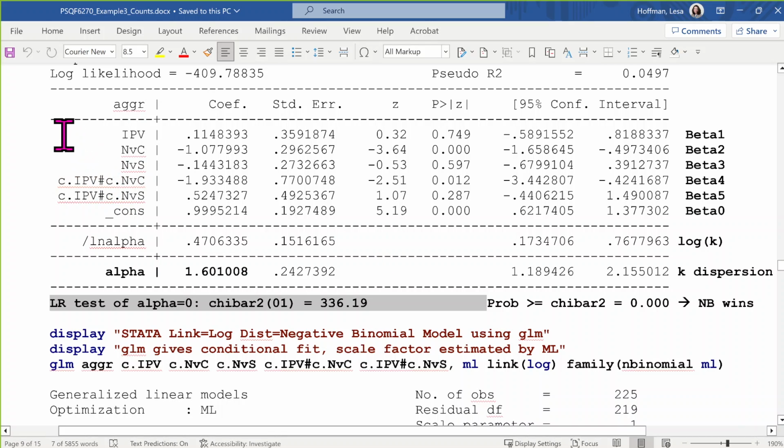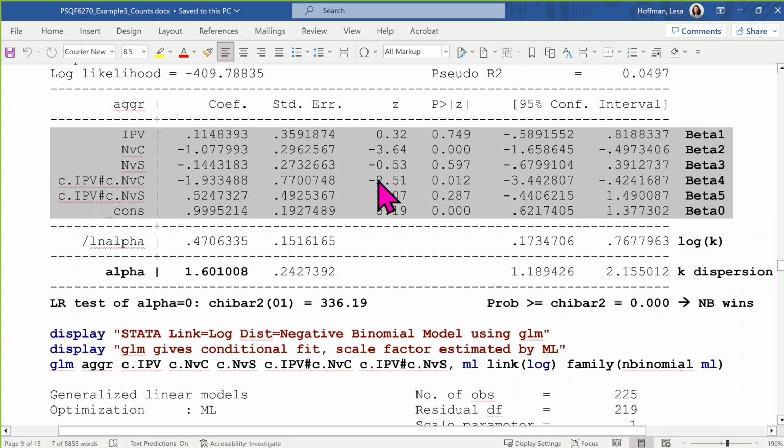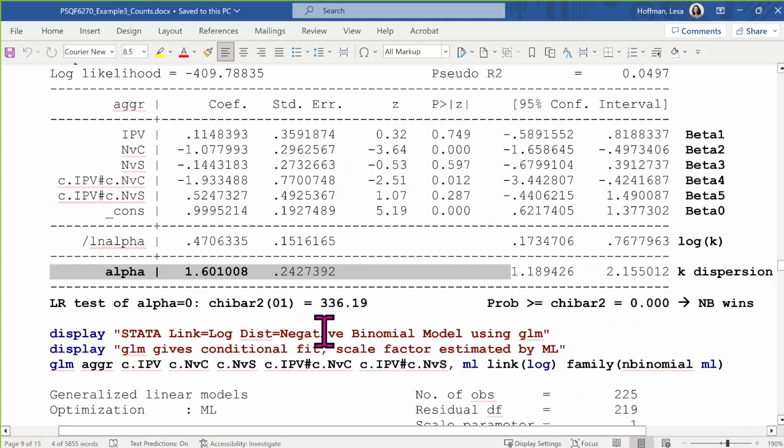So the Stata output here, this part is the same as before. This is my linear predictor. Everything is in log counts, the same as before. The new part is this thing, which it calls alpha, for reasons I do not know. This is the K dispersion factor. So this is the multiplier of the mean squared that allows the variance to exceed the mean in a quadratic function.